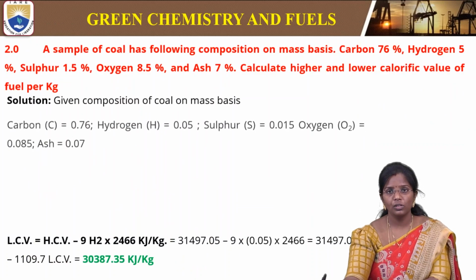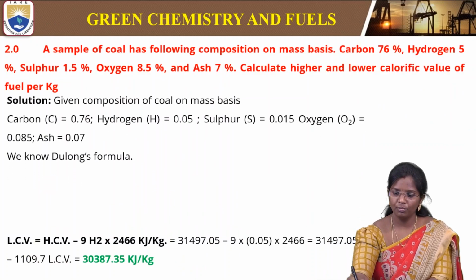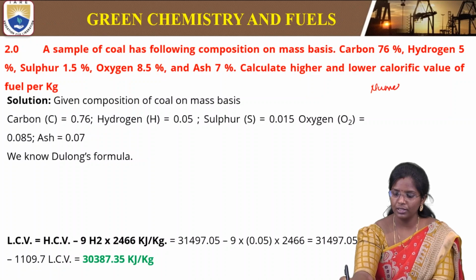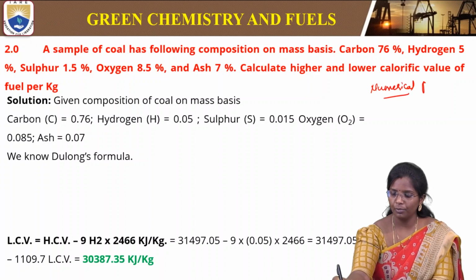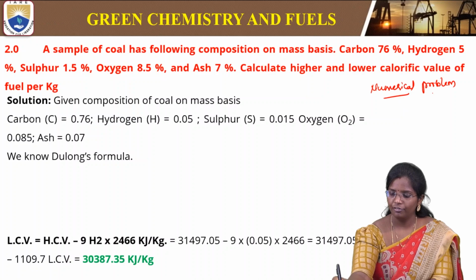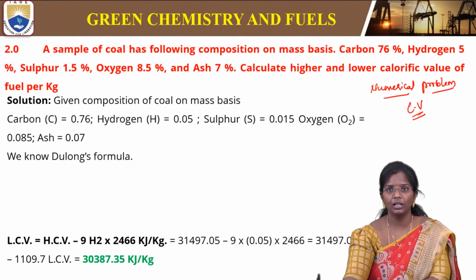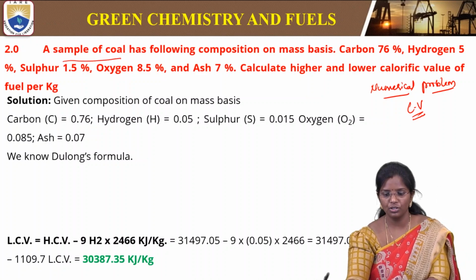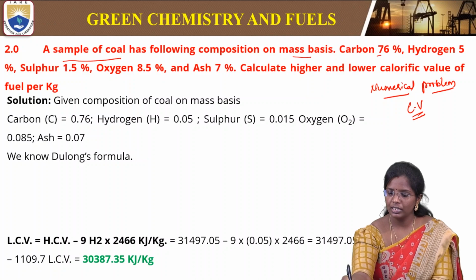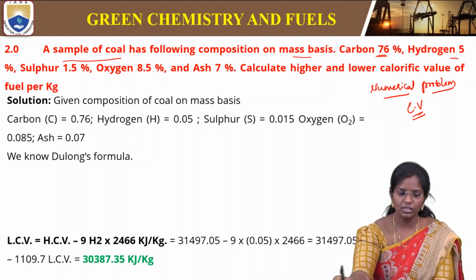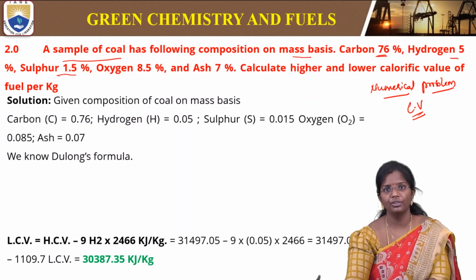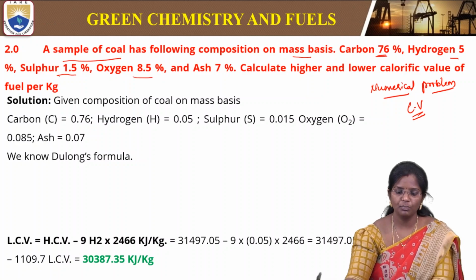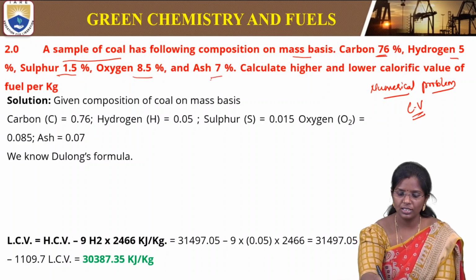Next, we also have the formula and numerical problems in this unit. Numerical problems for calorific value. So we will see some of the numerical problems. A sample of coal has the following composition on mass basis. Carbon is 76%, hydrogen is 5%, sulfur is 1.5%, oxygen is 8.5%, and ash is 7%.